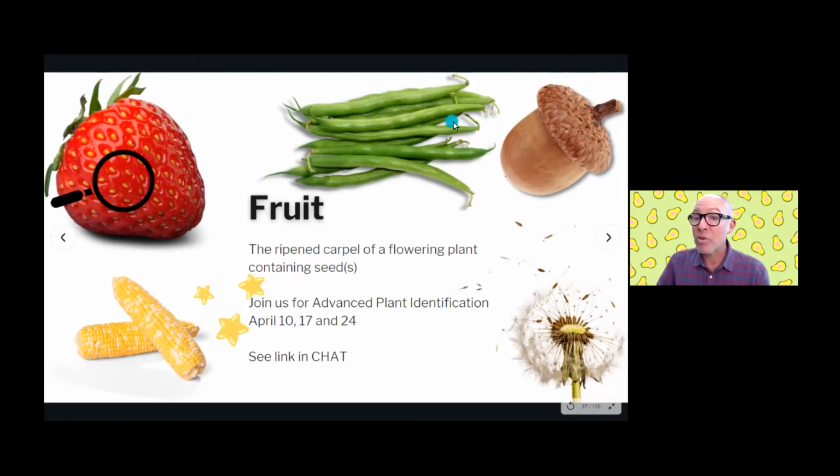Legumes are fruits with seeds inside. An acorn is a fruit with a seed inside. Each one of these little dandelion fluffs is a flying ovary that's taking its seed, its cargo of one seed, across and far away from the parent plant. And an ear of corn, each kernel represents a single ripened ovary with a massive seed inside. So fruit has this botanical definition. It's the result of a pollinated flower and a ripened ovary.